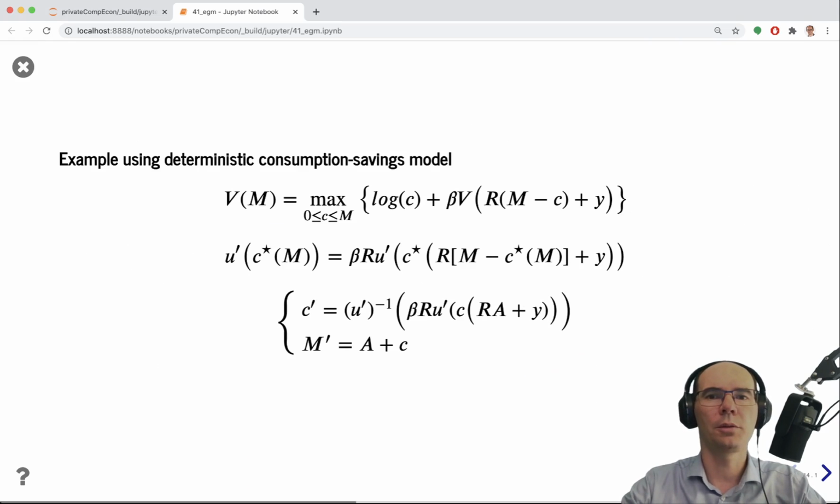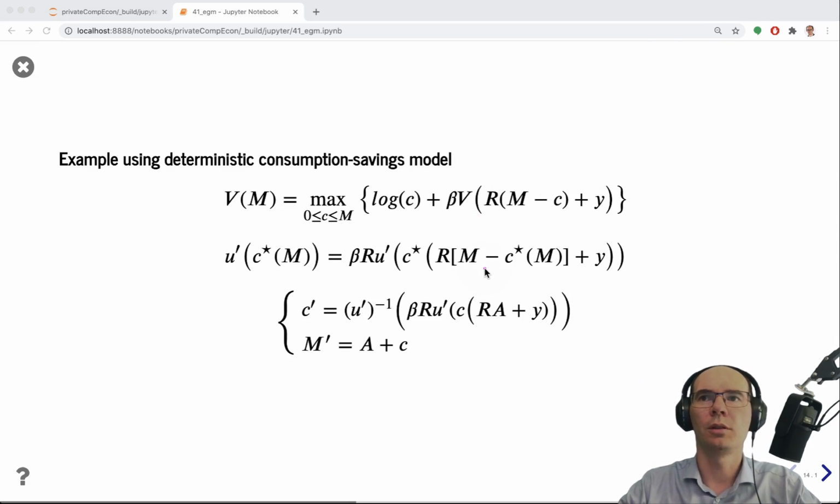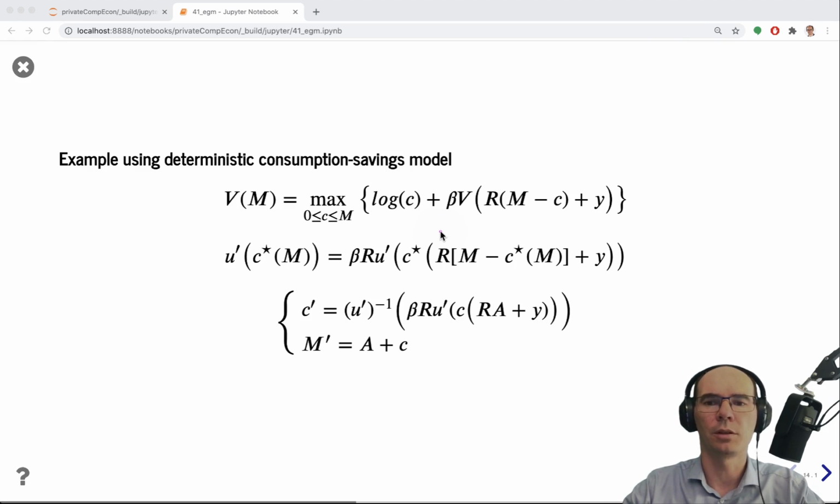Okay, let's look at how it works in practice using a deterministic consumption savings model. Being deterministic, we don't have any expectation. We will implement EGM for the full stochastic Deaton's model in the next video. But here, let's just get some hands-on experience with how this EGM step works. No expectation, y is fixed.